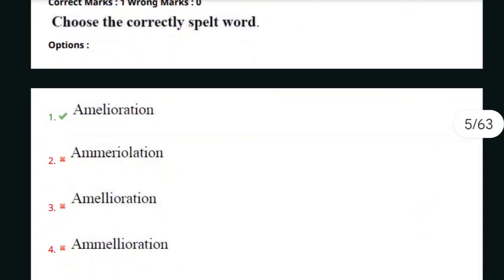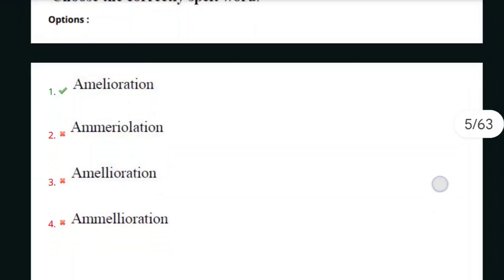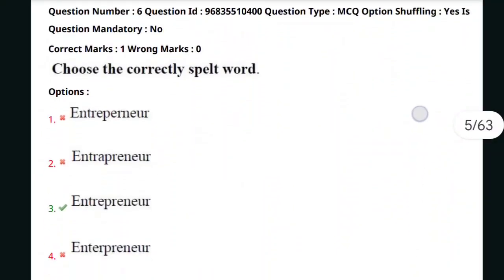Let's move to another question, fifth question. Again they ask the question on spelling. Choose the correctly spelled word. Here we have 4 options, and the correct answer is amelioration. Amelioration is nothing but improvement. Amelioration is a noun which means improvement.